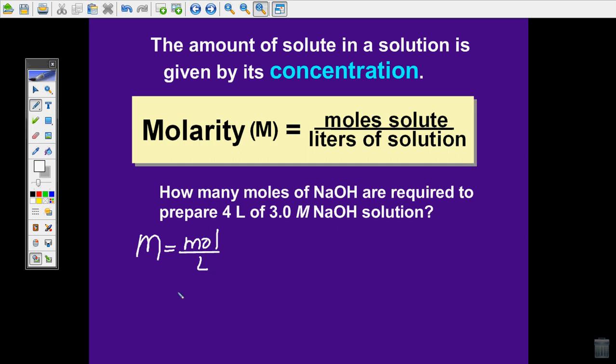So we don't know moles. We know our molarity, which is 3.0, and we know we have 4 liters. So to solve for moles, 4 times 3 is 12. So I need 12 moles of sodium hydroxide to prepare that solution.